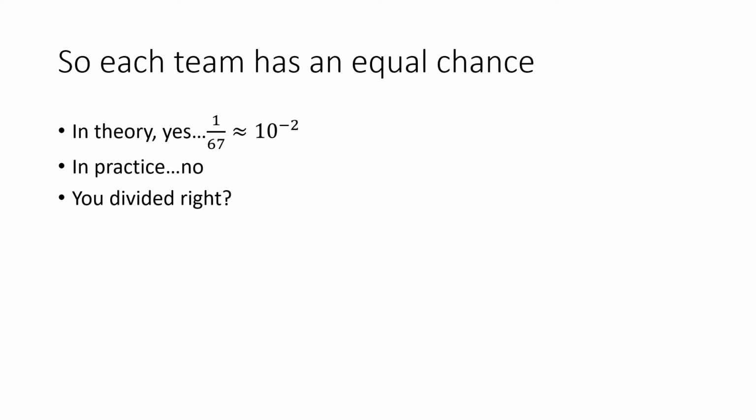And the question could follow, so each team has an equal chance of winning? In theory, yes, it's 1 out of 67, or approximately 10 to the minus 2, or 1 out of 100. In practice, no. And if we wanted to talk a little bit about math, we could say, oh, we divided here, right?